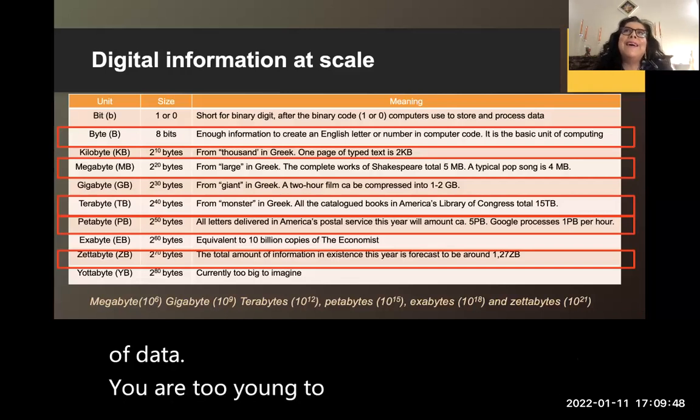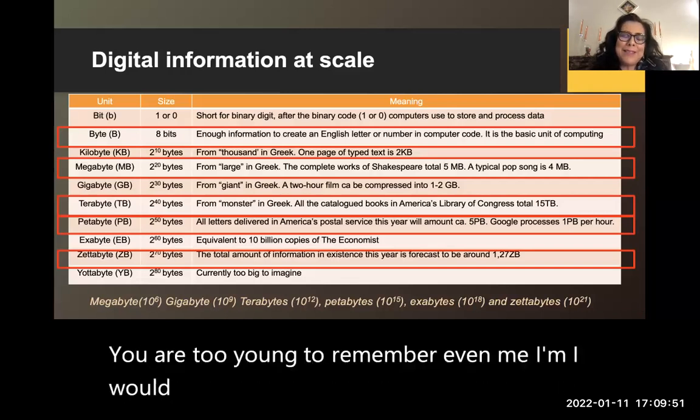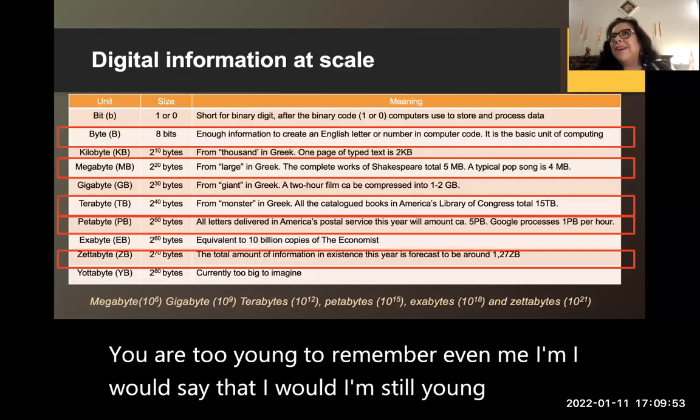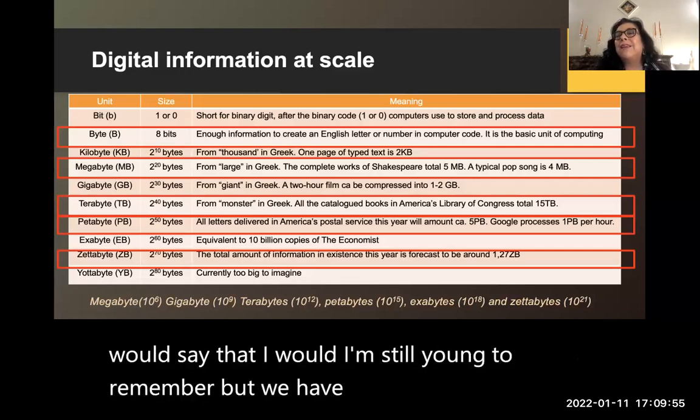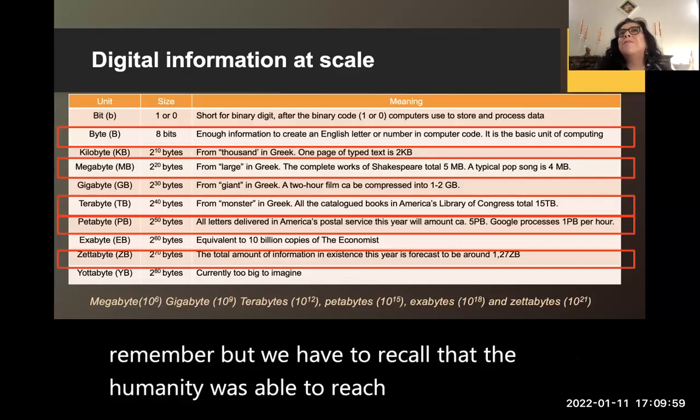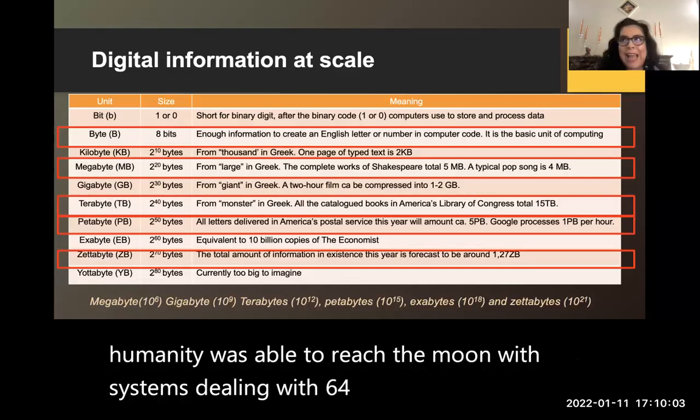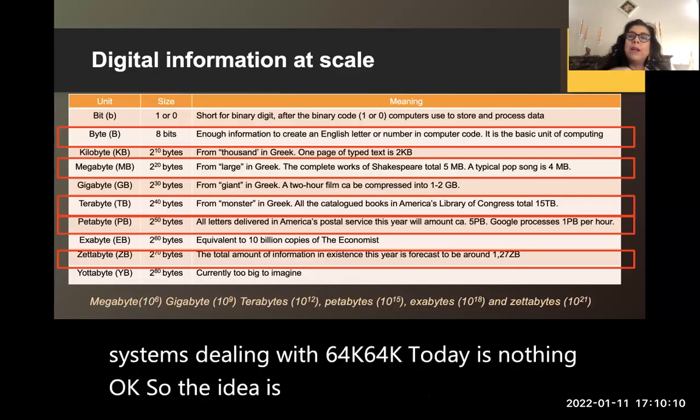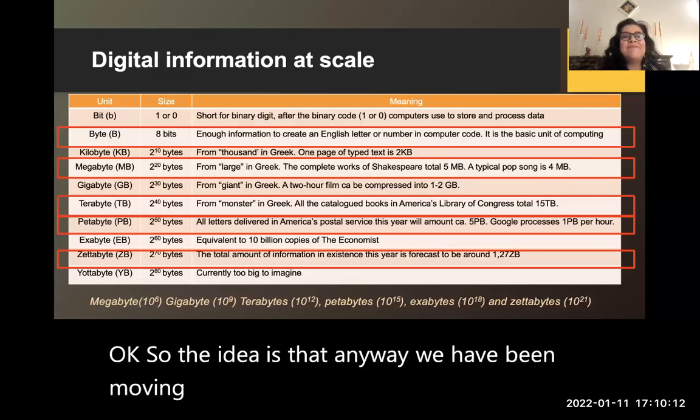Even me, I would say that I'm still young to remember, but we have to recall that humanity was able to reach the moon with systems dealing with 64K. 64K today is nothing. Okay, so the idea is that anyway, we have been moving through different volumes of data.